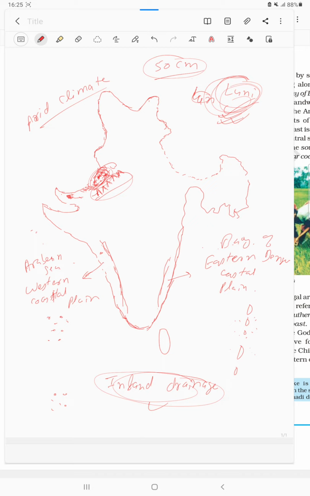So the Western coastal plain is a narrow plain which stretches from around Gujarat down to the Malabar coast. It is found between the Western Ghats and the Arabian Sea. Similarly, the Eastern plain is found between the Bay of Bengal and the Eastern Ghats. Clear?